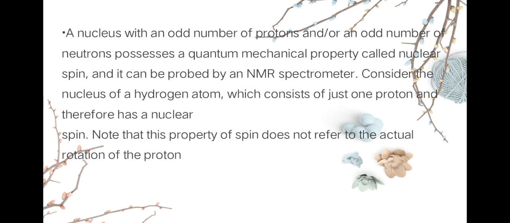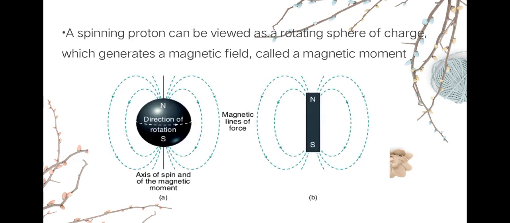Consider the nucleus of a hydrogen atom, which consists of just one proton and therefore has a nuclear spin. Note that this property of spin does not refer to the actual rotation of the proton. Nevertheless, it is a useful analogy to consider. Now here in this picture is the example of the axis of a spin and the magnetic moment. Also, you can see the magnetic lines of force.